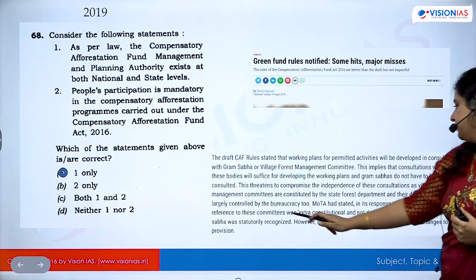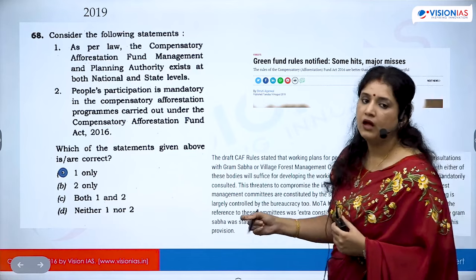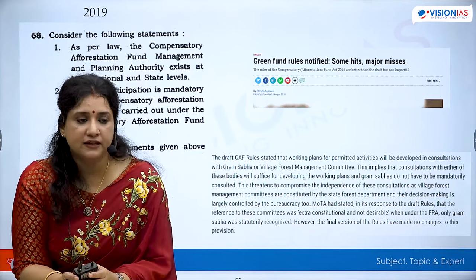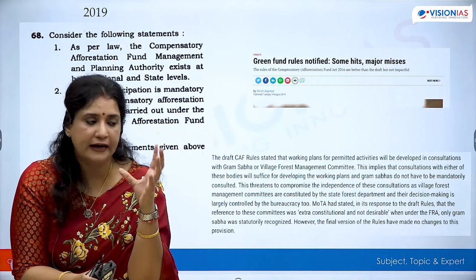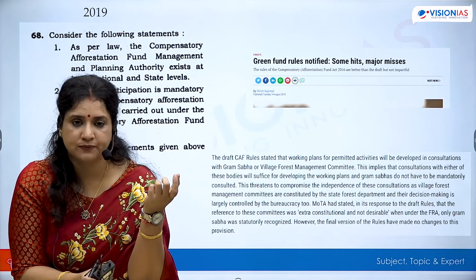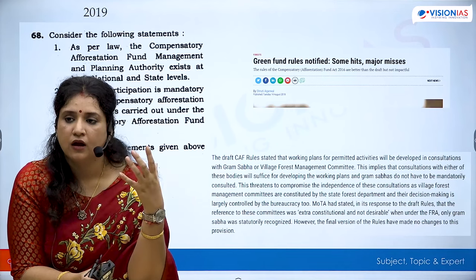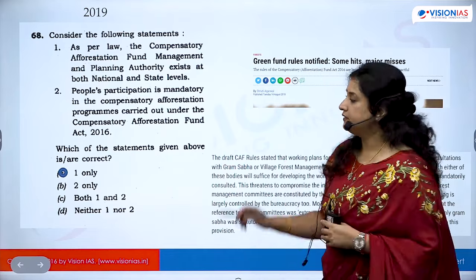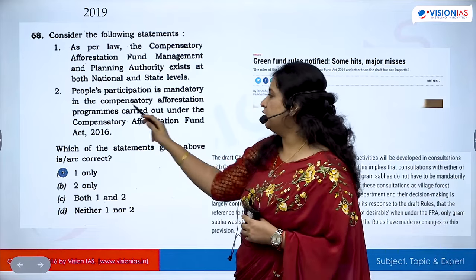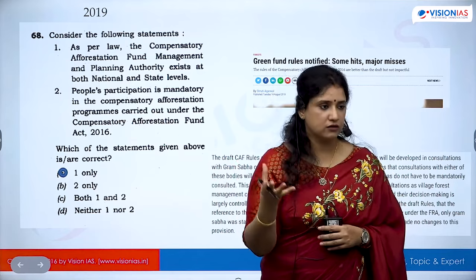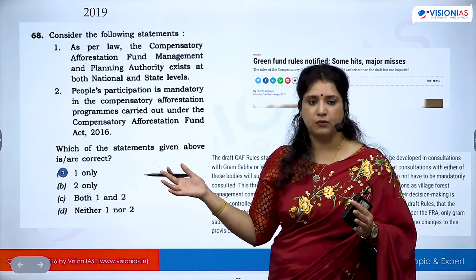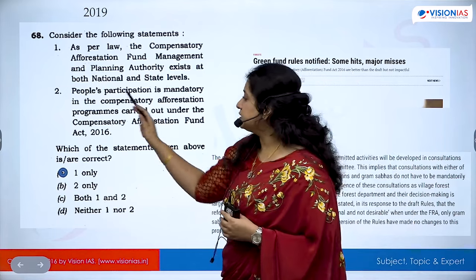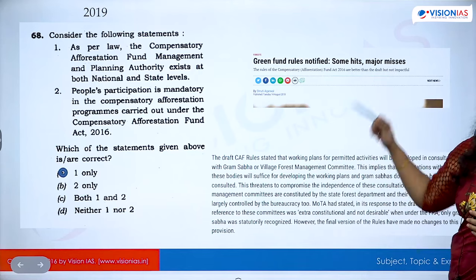What are Gram Sabhas, by the way? In local governance, in Panchayati Raj institutions, Gram Sabhas are at the lowest level of the hierarchy, and they comprise all the adults of a village, 18 years of age and above, who are enrolled in the voter list. So Gram Sabha members do not have to be mandatorily consulted, and that is why this question was asked. Gram Sabha means all adults of a village, all adults who are enrolled in the voter list. That's a big number. It does not mean the selected panchayat, the sarpanch, or five people. It means all the adults of a village. So is people's participation mandatory? No, it is not. Again, covered in Down to Earth.